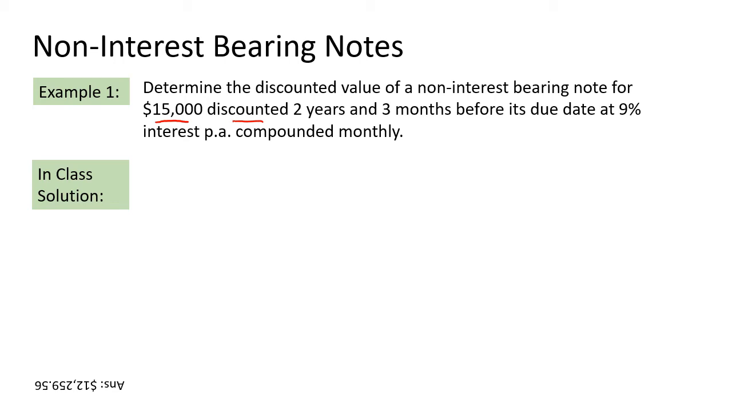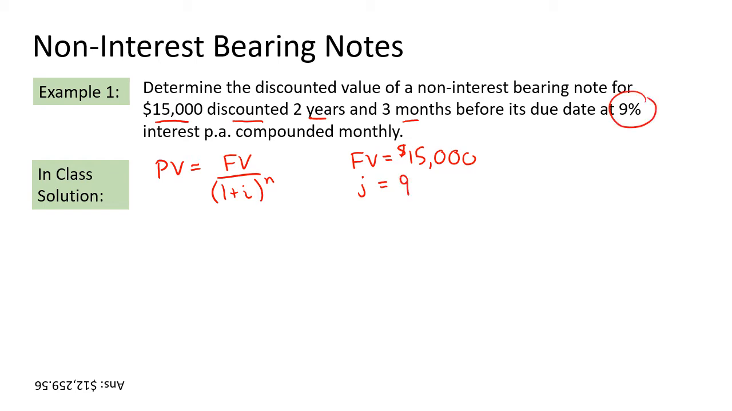So that means we need to determine the present value 2 years and 3 months before the due date. So we start with our formula. Present value is equal to our future value divided by 1 plus the periodic interest rate to the exponent n. And let's look at what values we know. Well, we know it's a non-interest bearing note, so we know that this value of $15,000 is the future value. Next, if we look at the interest rate, the nominal interest rate provided in the question is 9% per annum. And remember, converting that equals 9 divided by 100, removing the percentage sign, which is 0.09.